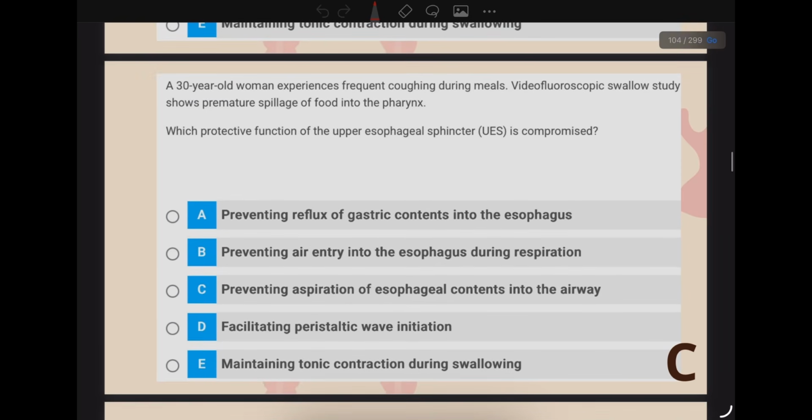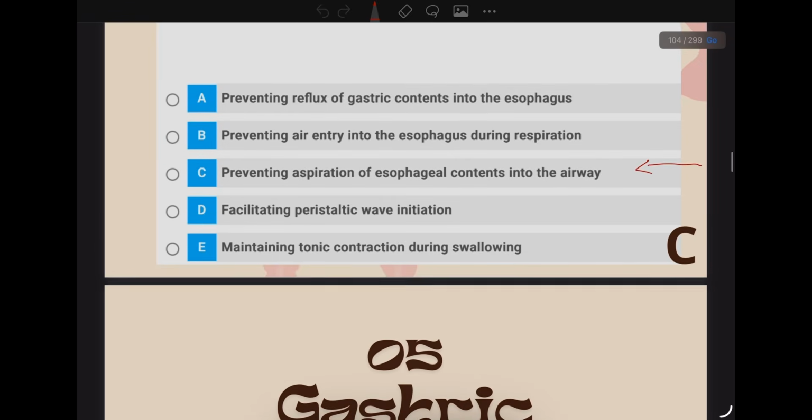Okay, it's C. Basically, the food is coming back to the pharynx, and this impairs the function of preventing aspiration of esophageal contents into the airway, because if it reaches the pharynx, it will go into the airways. The others don't even make sense.